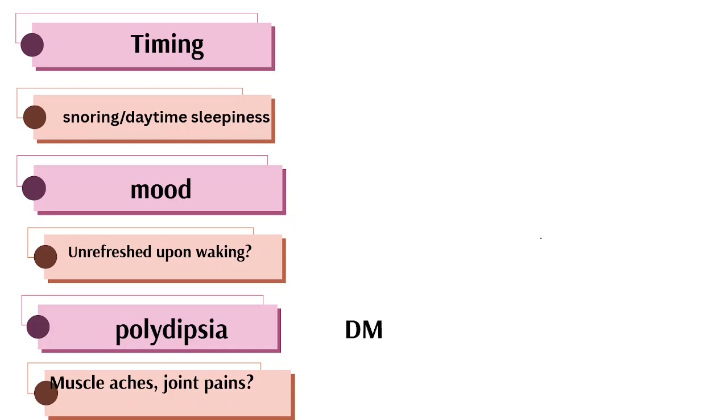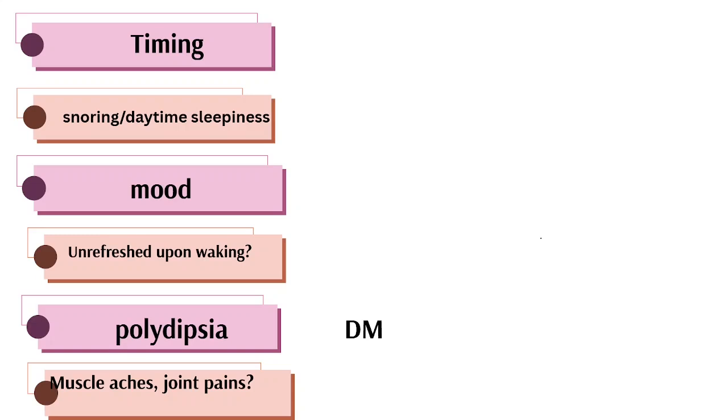Polydipsia, polyphagia, polyuria are all symptoms suggesting diabetes. The patient might not be a known case, but these can be the presenting initial symptoms. You can establish this. Also, polydipsia can be seen in hypercalcemia of sarcoidosis too. So keep all the options open.